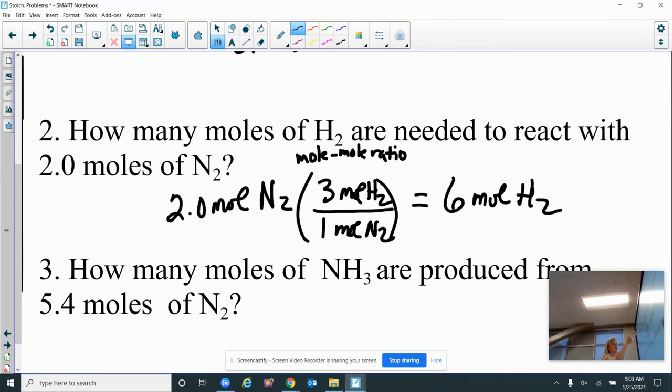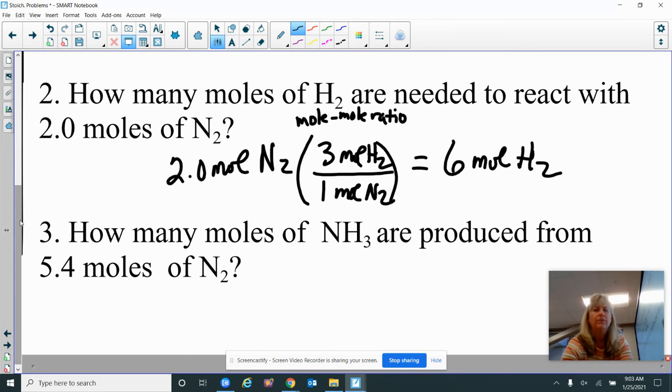And then we want to go to H2. So we look to the balanced equation, and there's 3 moles of H2 in the balanced equation. Okay, doing another one. How many moles of NH3 are produced from 5.4 moles of N2? So there's 5.4 moles of N2.